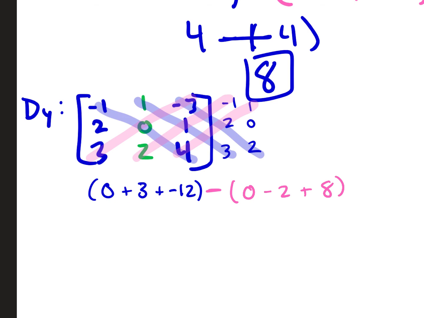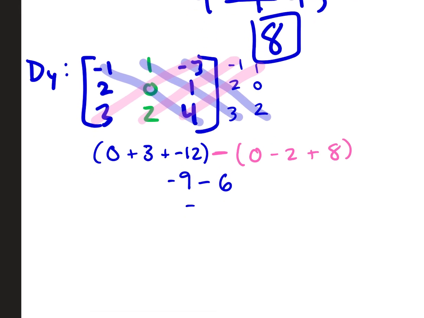So 3 plus negative 12 would be negative 9. Minus 2 plus negative 2 plus 8 is 6. So minus 6. So negative 15.